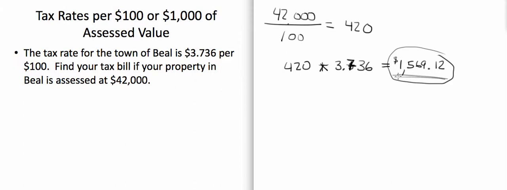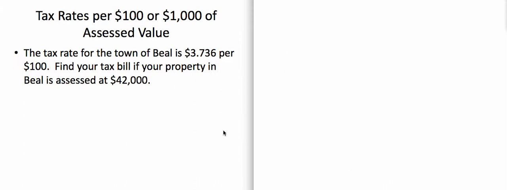Okay, so we also have basically the other way around. It says tax rate in mils or cents per dollar of assessed value. So the first way we divided the assessed value by 100 or 1,000. Now we're going to divide the rate by 100 or 1,000. So if it says mils, we divide our rate by 1,000, and then we multiply it by the assessed value. If it says cents, we divide our rate by 100, and then multiply it by the assessed value.